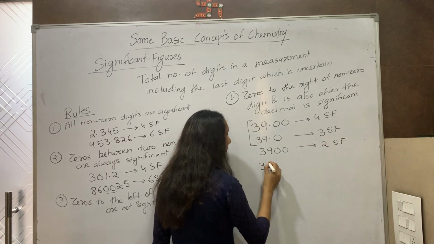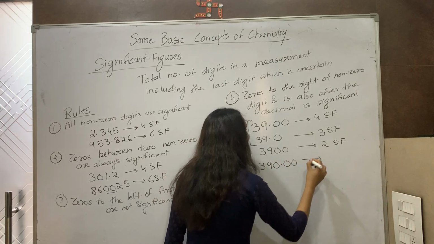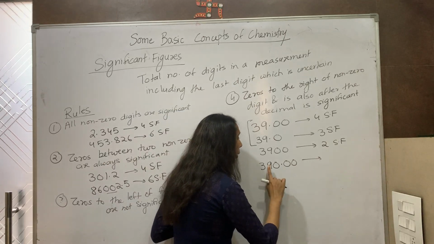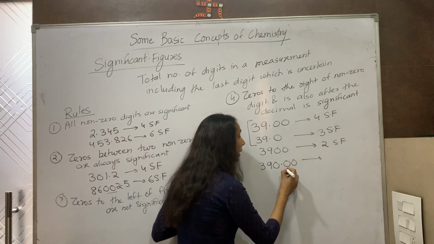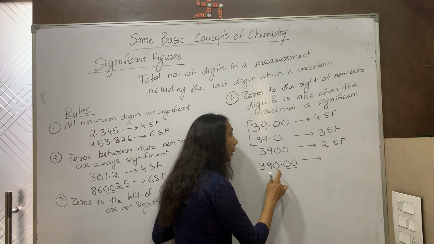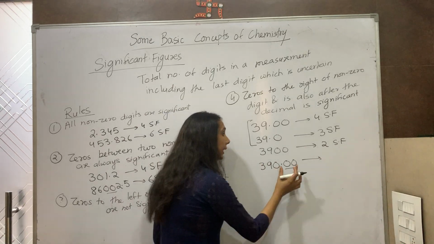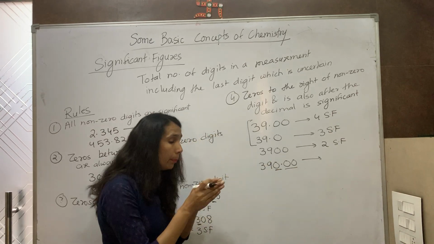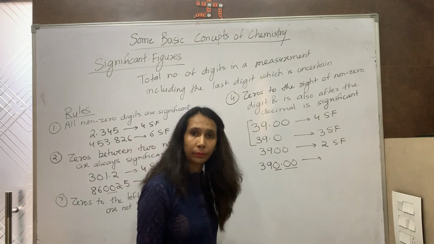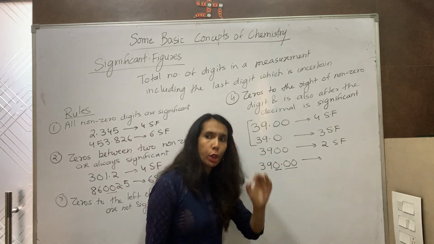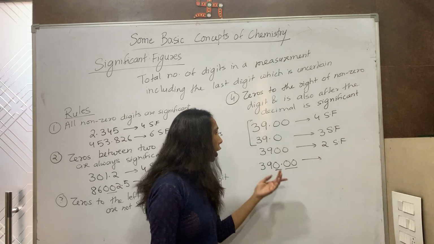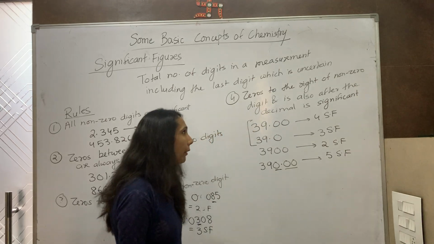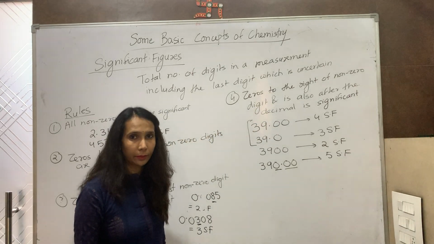So the number of significant figures are 2. One more example. We know that these zeros are to the right of a non-zero digit, so they are significant. This 0 is not to the right, but these are significant, these are significant. I cannot skip a number in between and jump here. So this 0 will automatically become significant. The number of significant figures will be 5.